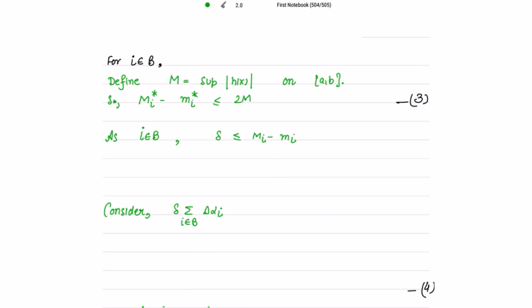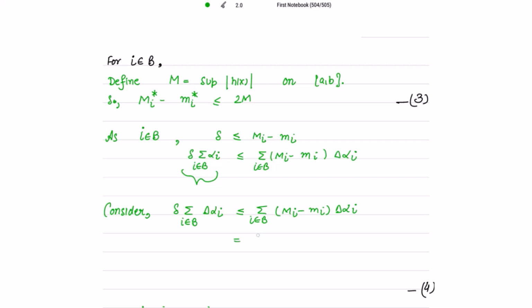Take the summation of delta alpha i on both sides. So it is delta times the summation of delta alpha i, and i must belong to B because I am going to consider the other class. This is less than or equal to the summation over i belongs to B of capital Mi minus small mi, times delta alpha i. Fine. Now consider this, I am considering this here again. So this is less than or equal to the summation over i belongs to B of capital Mi minus small mi, delta alpha i.